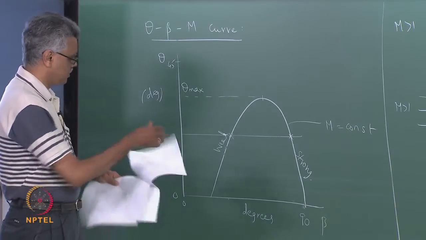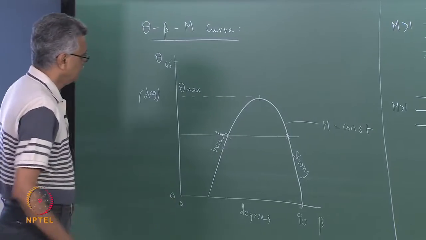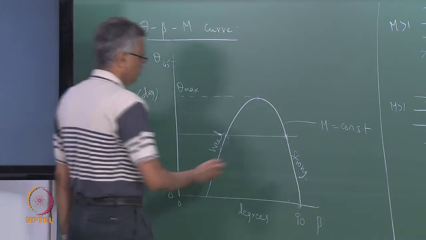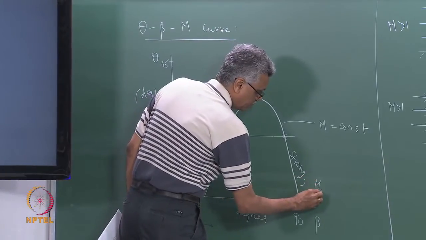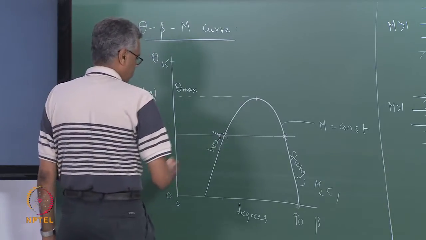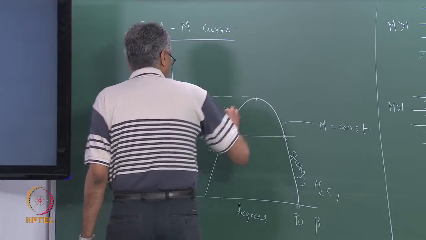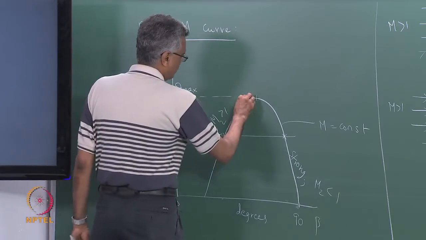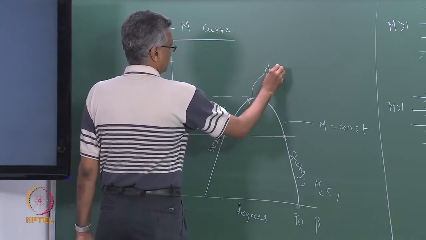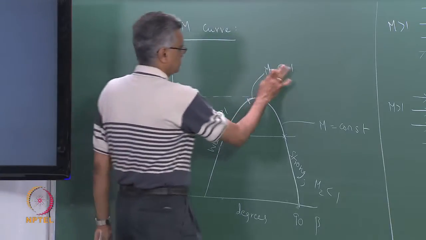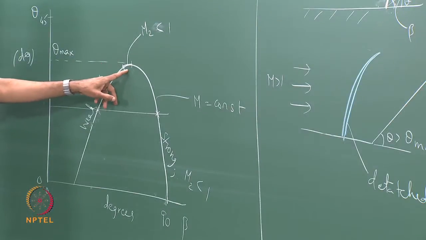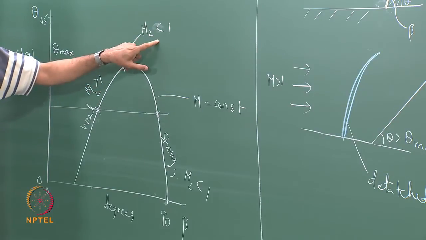Now the third point is the following. For the strong shock solution, M2 is always less than 1. Remember, M1 is greater than 1 for both sides, right? For the strong shock solution, M2 is always less than 1. And for the weak shock solution, M2 is greater than 1, except very close to the maximum value. So for this part of the weak shock solution, M2 is less than 1. So for the most part, M2 is greater than 1 for the weak shock solution, except when the deflection angle is close to the theta max, when M2 becomes less than 1.